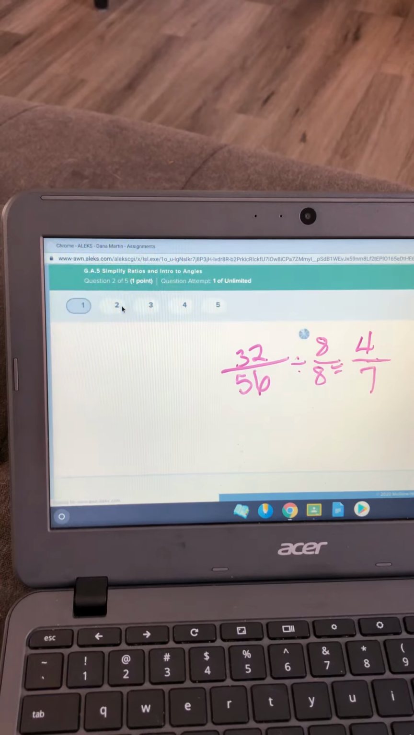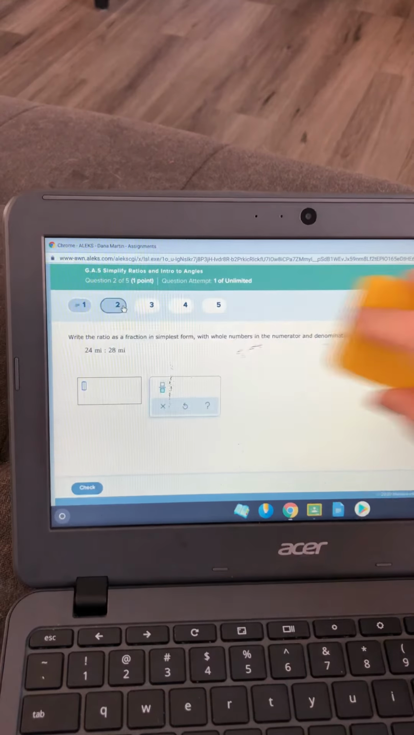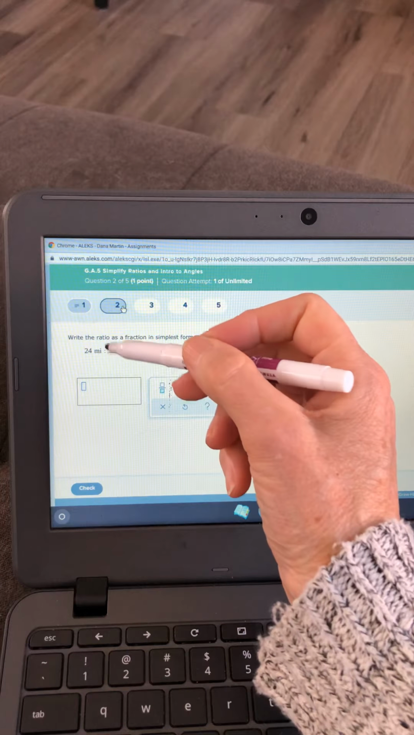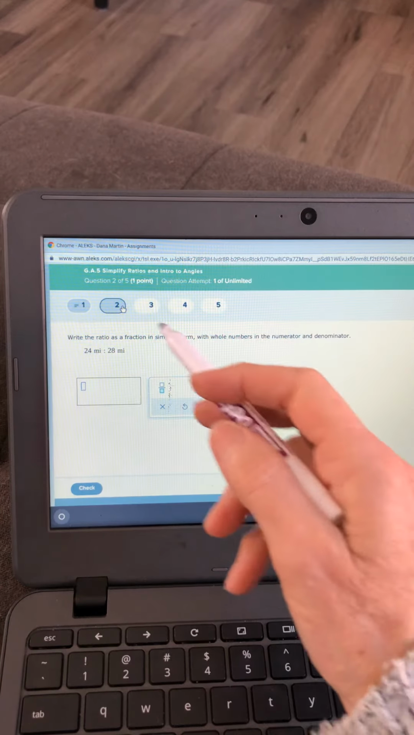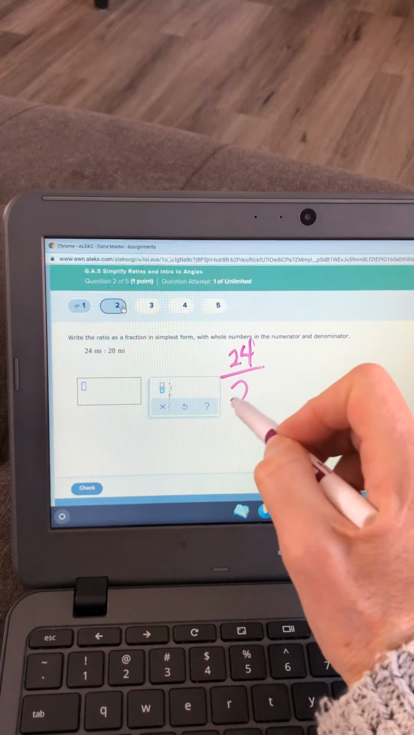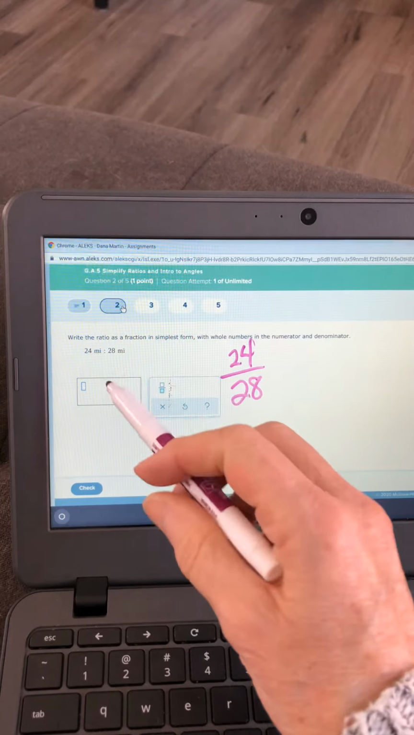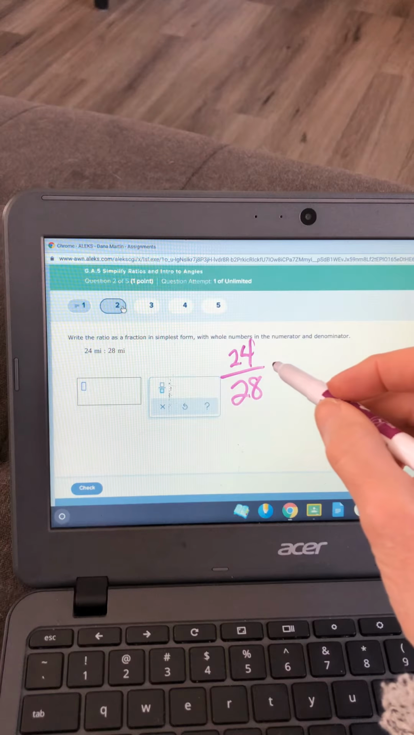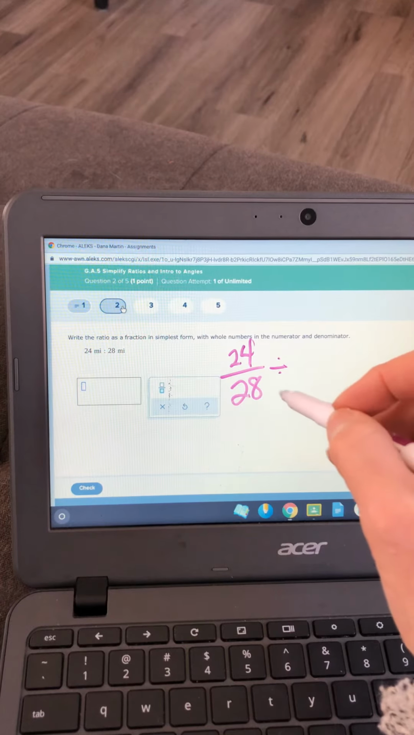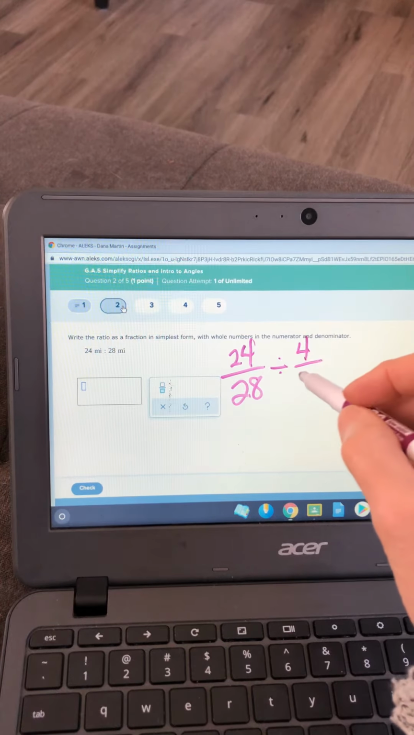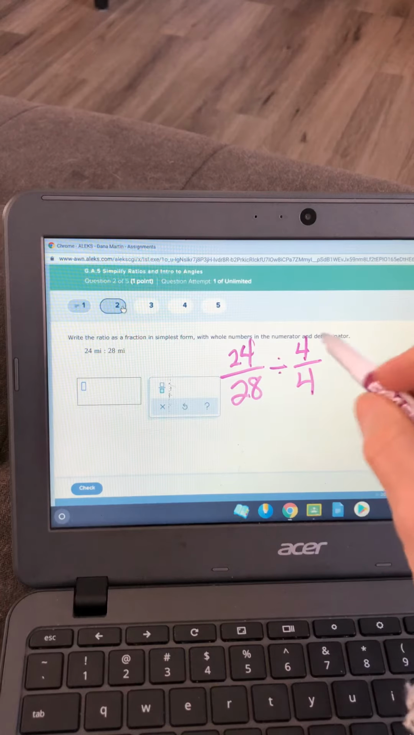Okay, the next one. We look at this ratio as a fraction. It's also a ratio. It's got the colon in between. First number again on top, second number on the bottom. Okay, what can we divide out of both 24 and 28? That is the largest number that we could divide. I'm going to say it's going to be 4, because that's what I think. 4 times 7 is 28.